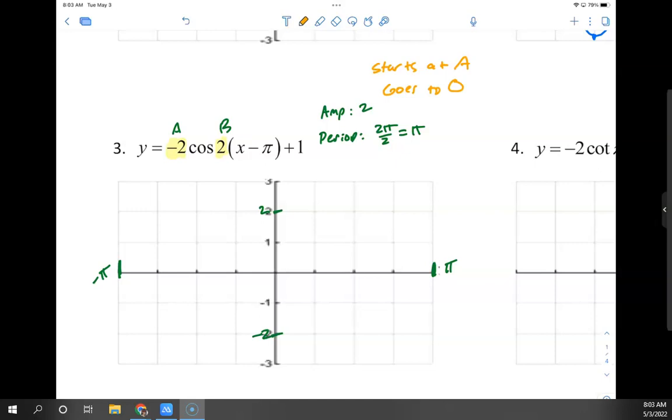Okay, so I'm going to start at -2, and I'm going to go to 0, and then I'll just follow that pattern. So then 2, 0, -2, follow that through. Draw the same thing on the other side.